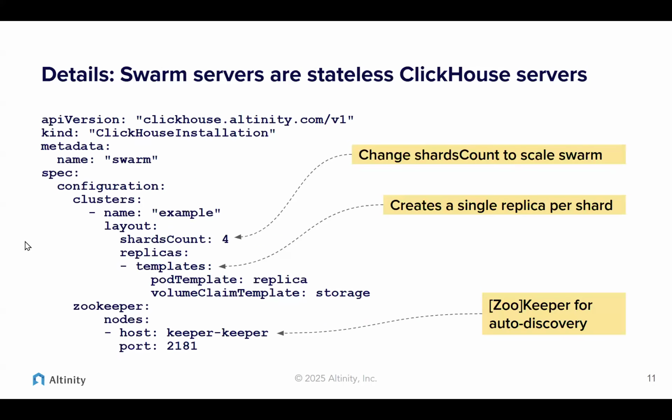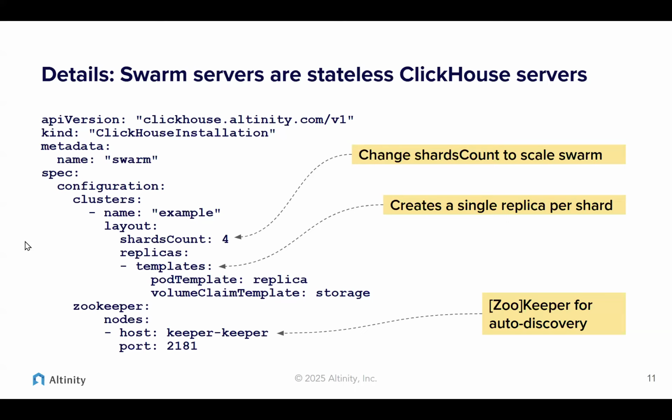All right, let's look into some details. What you're looking at on this slide is what's called a ClickHouse installation resource. This is the basic resource that is managed by the Altinity operator for ClickHouse, and this is defining a cluster. In this case, it's a swarm cluster. If you've used the operator before, you'll find these definitions in most ways are identical to a regular ClickHouse cluster. We didn't actually have to make any changes to the operator to support this. One key thing is that they only have shards.